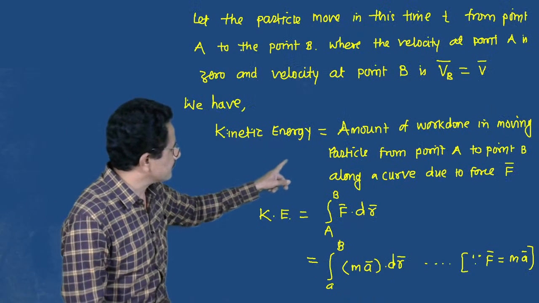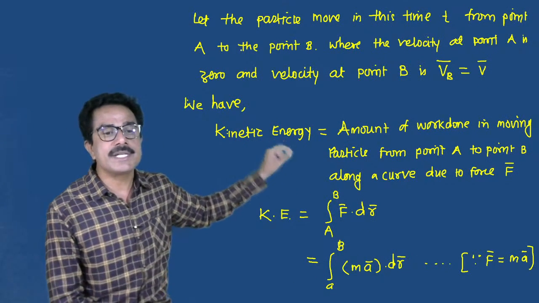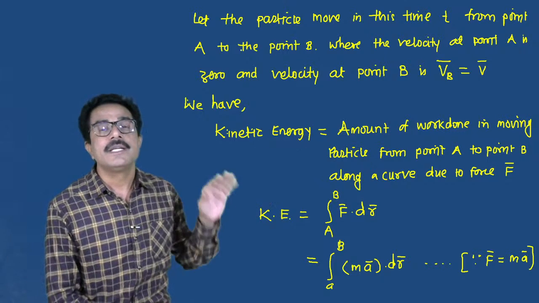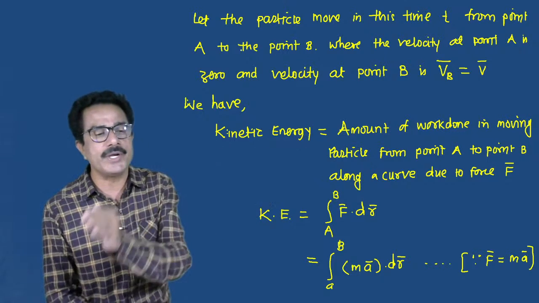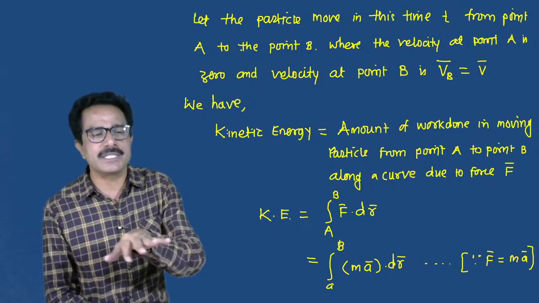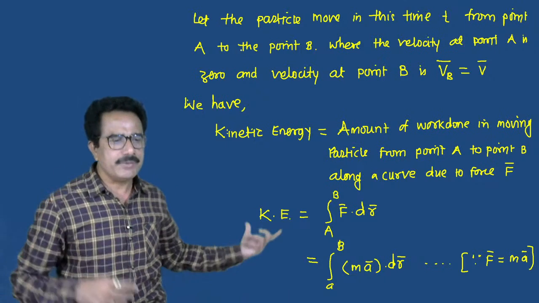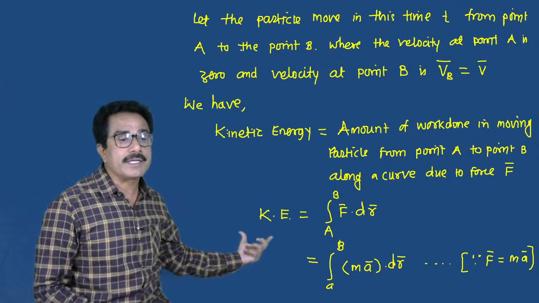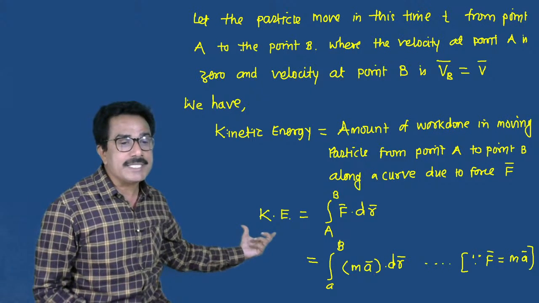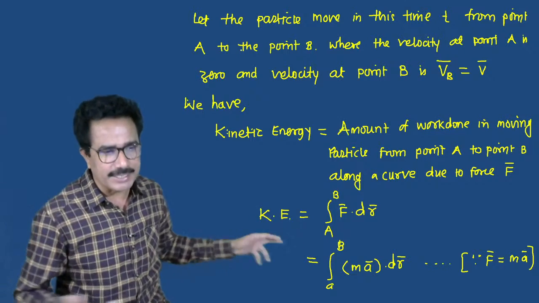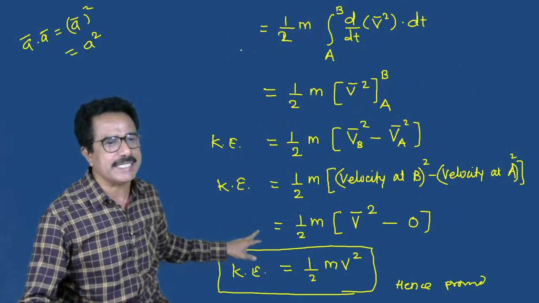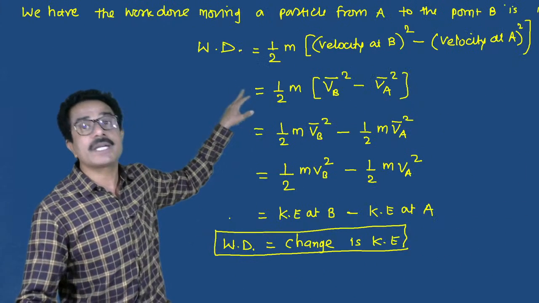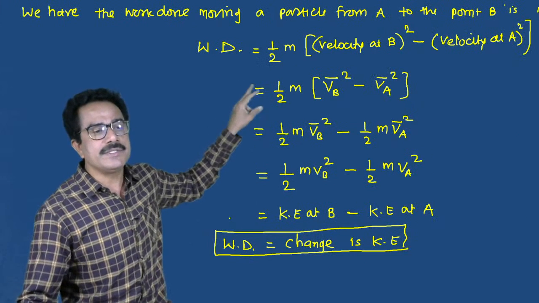See this, kinetic energy means the amount of work done in moving a particle from a point A to B along the curve. So we can replace this kinetic energy by work done. Here we have not taken kinetic energy, we have taken work done. So work done is equal to 1 by 2.